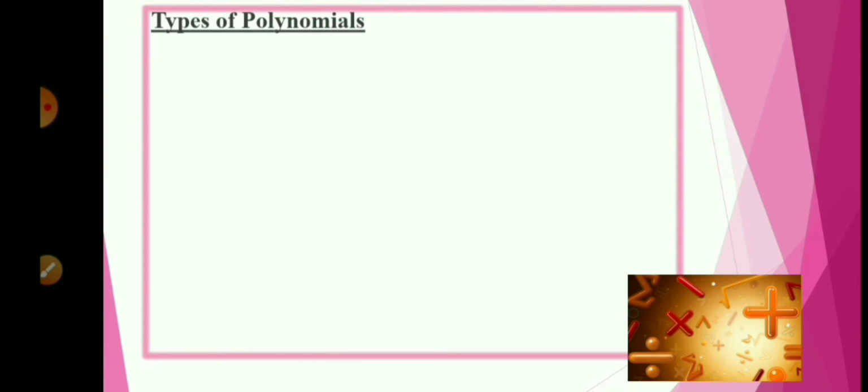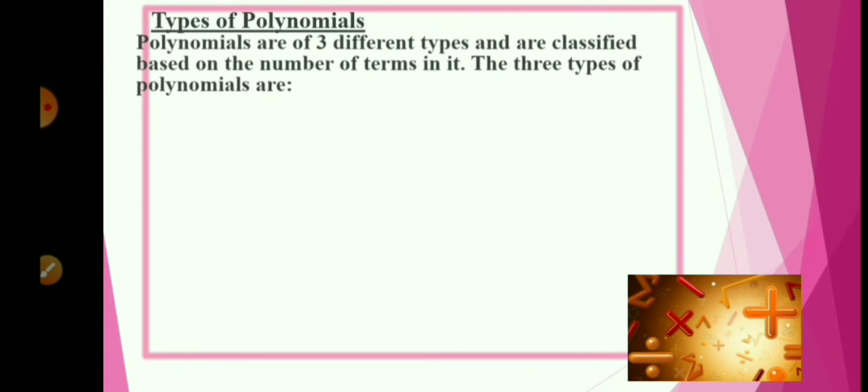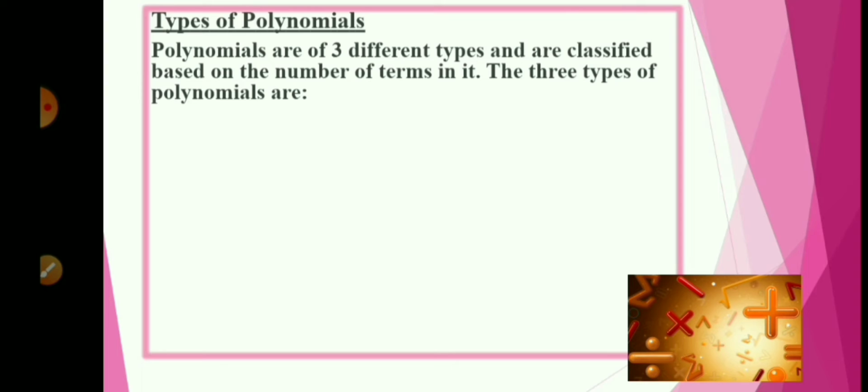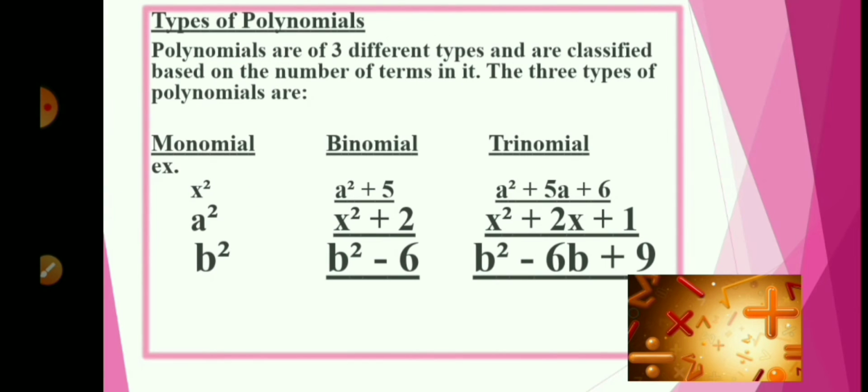So we have types of polynomials. What are those? Polynomials are of 3 different types and are classified based on the number of terms in them. The 3 types are number 1, monomial, number 2, binomial, and number 3, trinomial. A monomial consists of one term only, while a binomial has 2 terms, and a trinomial 3 terms.